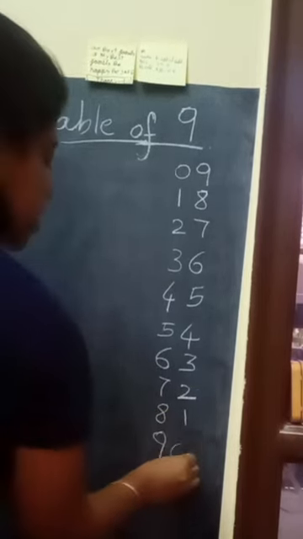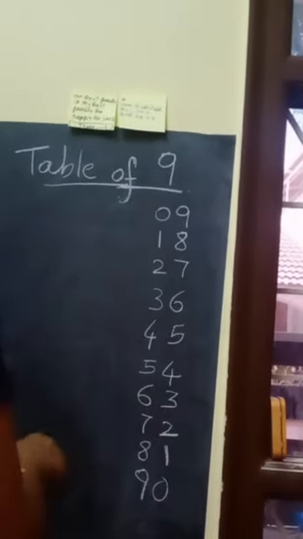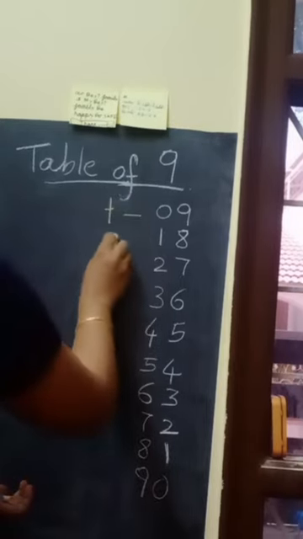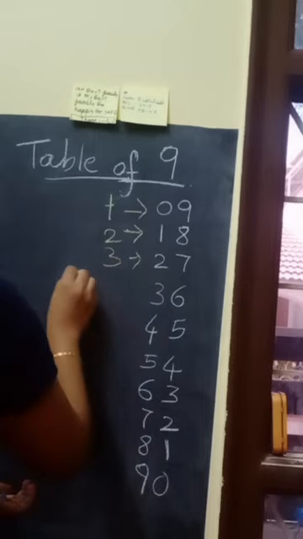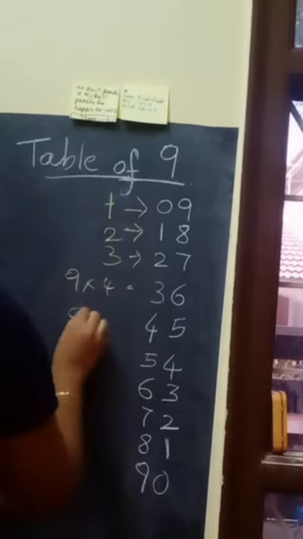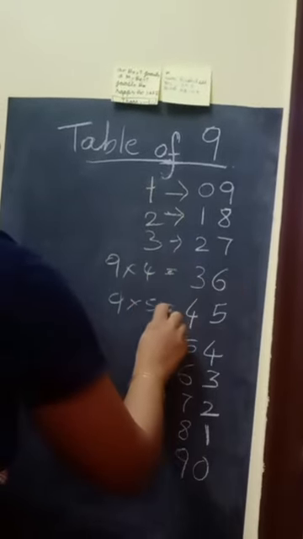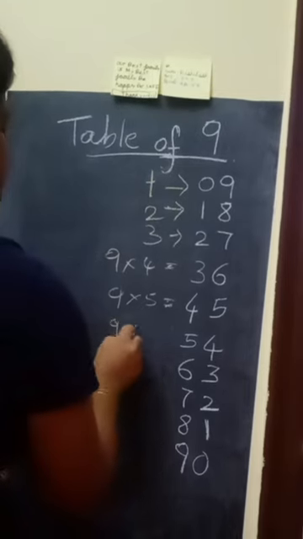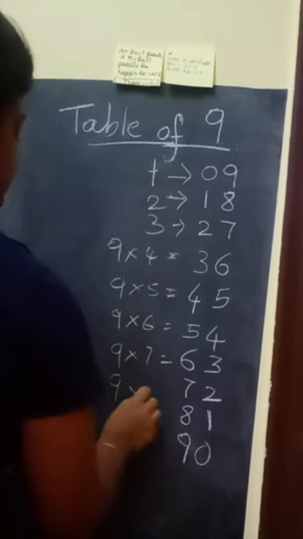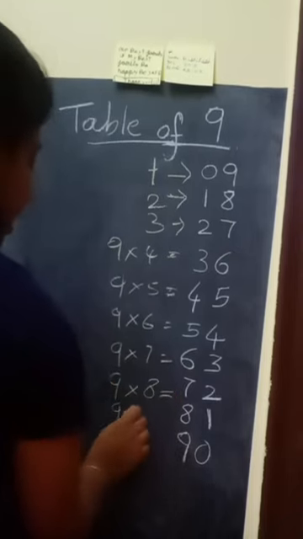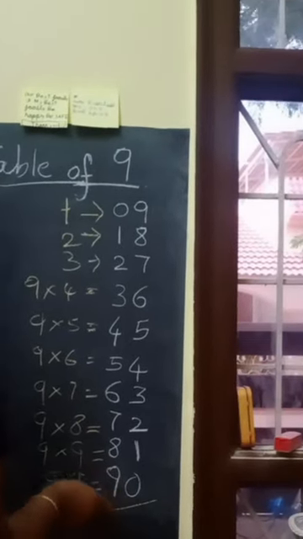Next, 0. Good. Now, 9 ones are 9. 9 twos are 18. 9 threes are 27. 9 fours are 36. 9 fives are 45. 9 sixes are 54. 9 sevens are 63. 9 eights are 72. 9 nines are 81. 9 tens are 90.